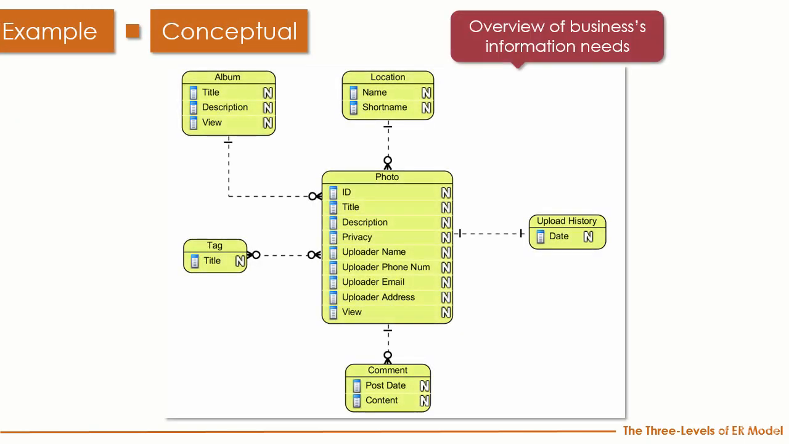The conceptual model. This is a very simple conceptual model of our example, the photo album software. It's an overview of the business information that is needed. So we have a photo. We need to store the location. We store the album. Store in the album. And you can see one album has multiple photos, etc. And it only stores the main concepts.